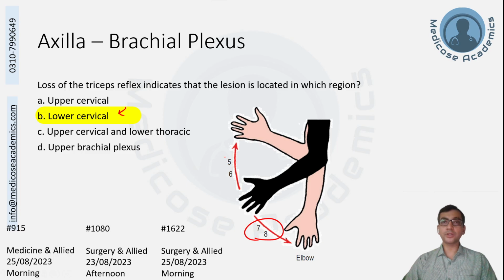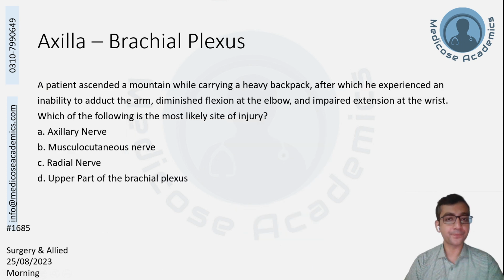By the way, you should know the root values of basic reflexes: biceps reflex is 5-6, brachioradialis reflex is 5-6, elbow and triceps reflex is 7-8, and so on. Go ahead and check the reflexes of the knee joint, the hip joint, and the ankle joint. I will discuss them in the lower limb video. Inshallah, I will be uploading that shortly.